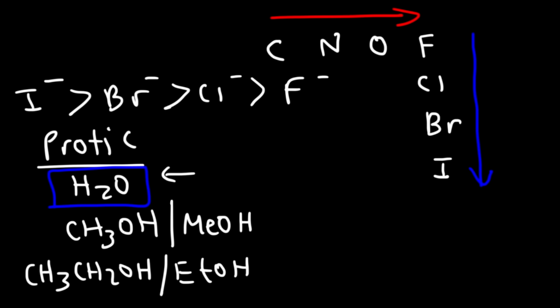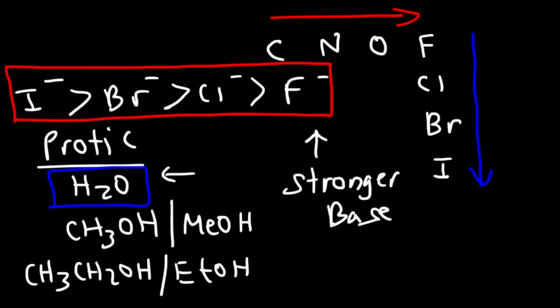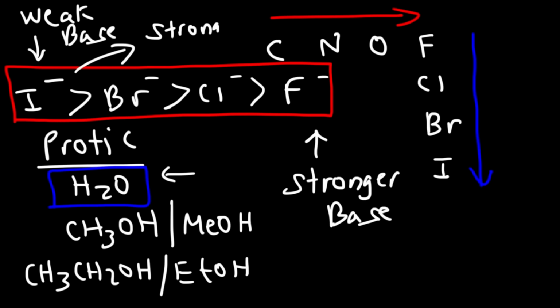And that's why iodide works better than fluoride, even though fluoride is a stronger base than iodide. It's because the solvent stabilizes the fluoride ion, and so it's not free to behave as a nucleophile. Iodide, being a weaker base, is not held back by the solvent, and so iodide behaves as a stronger nucleophile in a protic environment.